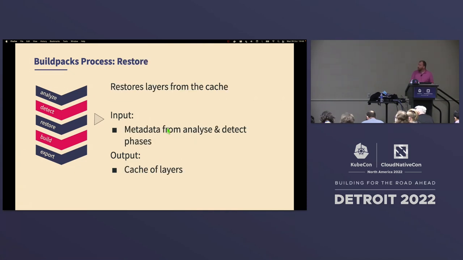There is a restore phase, which is next, and buildpacks support caching at many levels. I'm not going to go into the depths of this in this talk, particularly because of the variety of caching techniques that can be implemented in buildpacks. But the restore phase restores previously cached layers from volumes or from a registry.